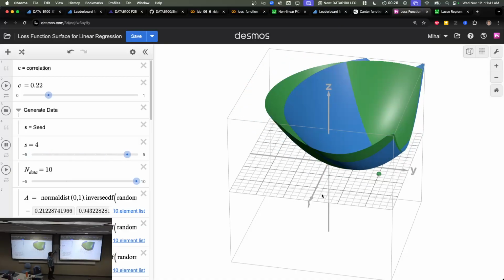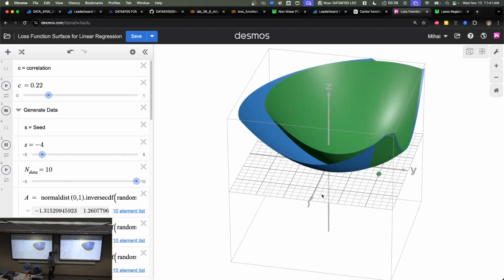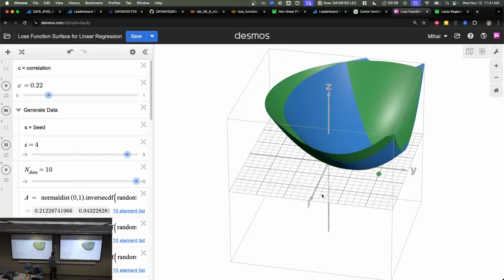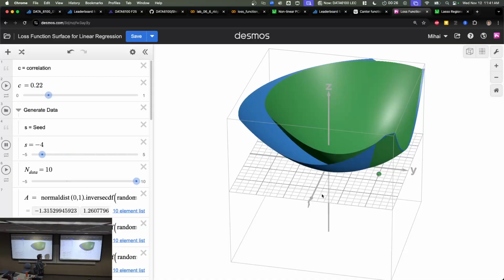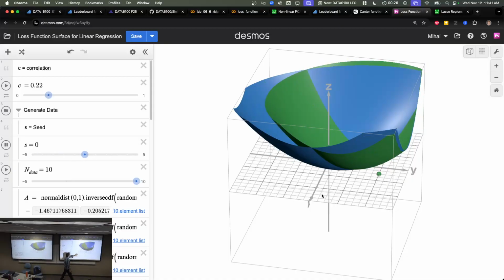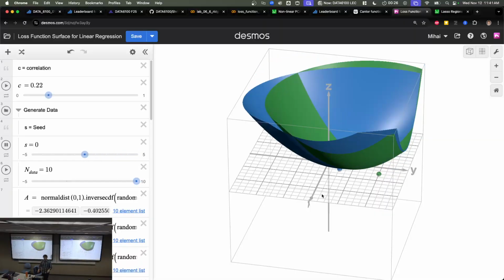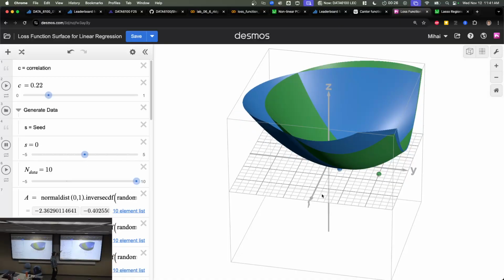So in my little animation over here, I am changing the random seed, and when you change the random seed, I am creating a new data set. My data set has 10 points, and I'm creating 10 random points, and then I'm using those 10 random points to create the blue bowl. That blue bowl is not the true loss function or the population loss function. It is the loss function depending on our data set.